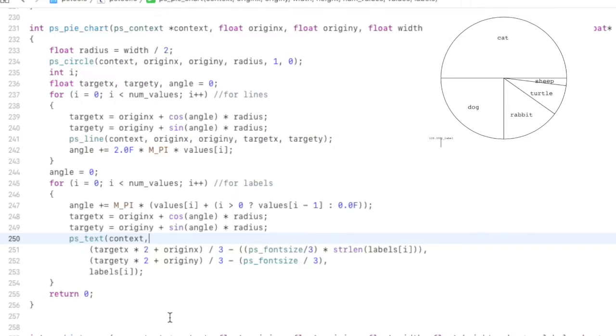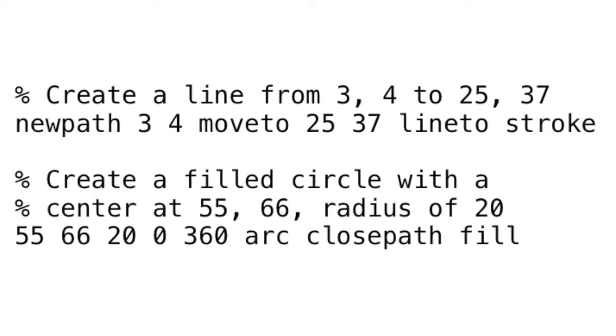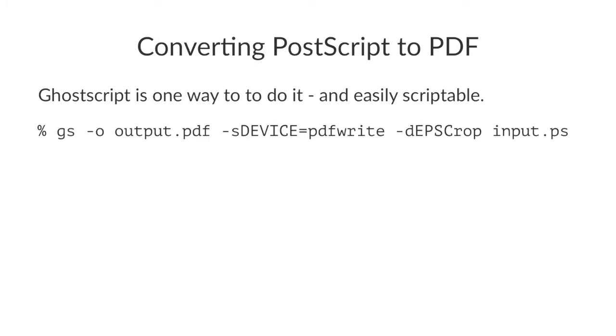As for the details of what the library actually generates, here's the boilerplate that has to be at the start of a PostScript file, defining the size of the drawing area. And then here's the actual PostScript calls that create the graphics. It's easy to convert PostScript into PDF, which can then be inserted into other documents. We use GoScript, but there are other tools that you can use for this too.